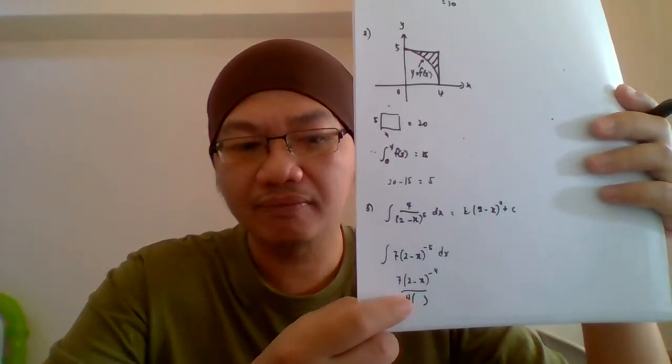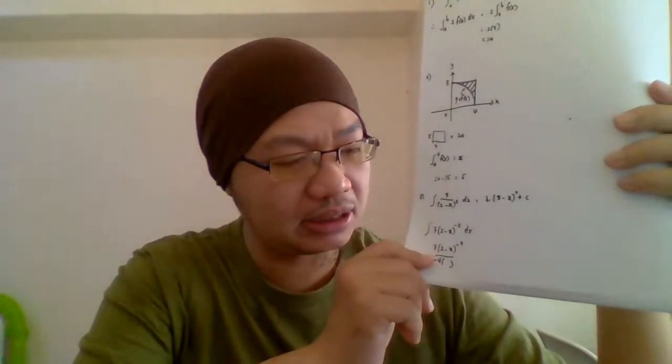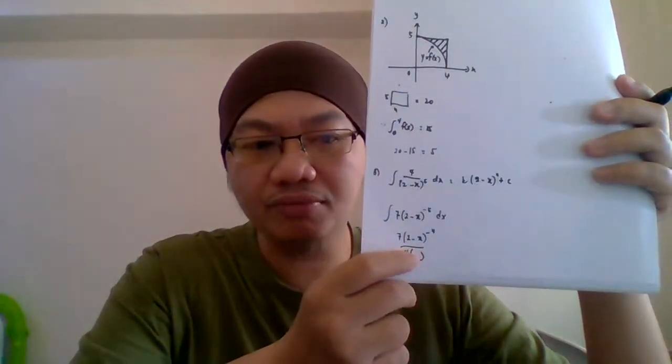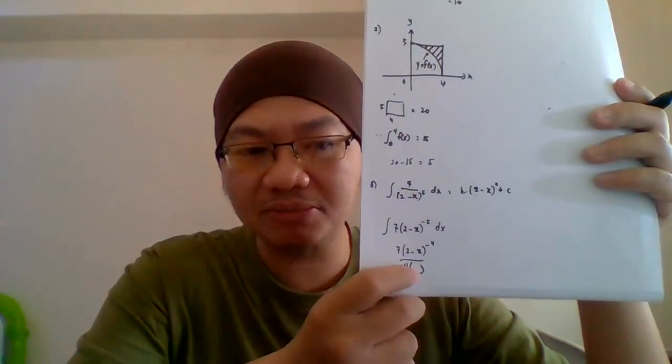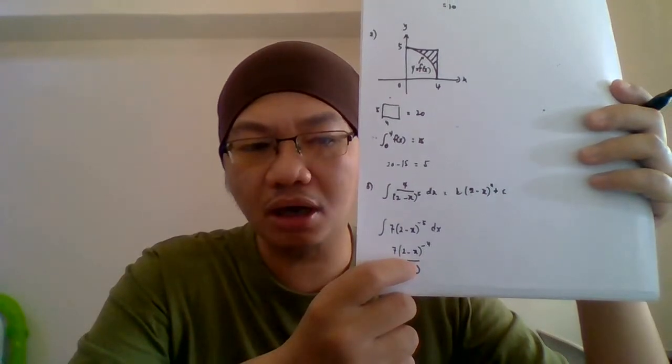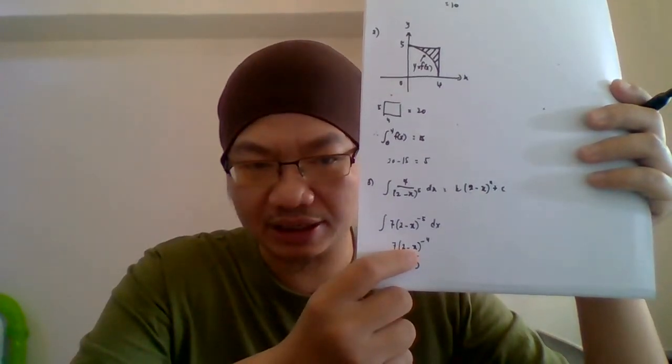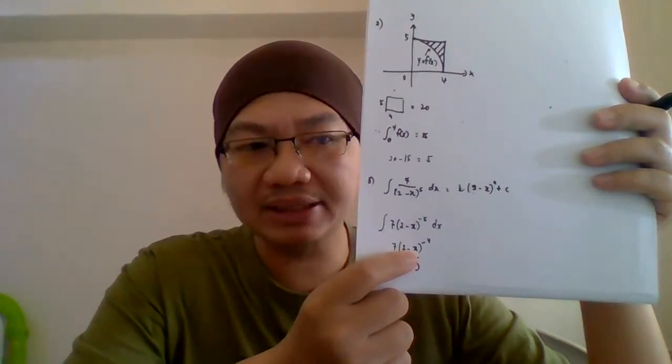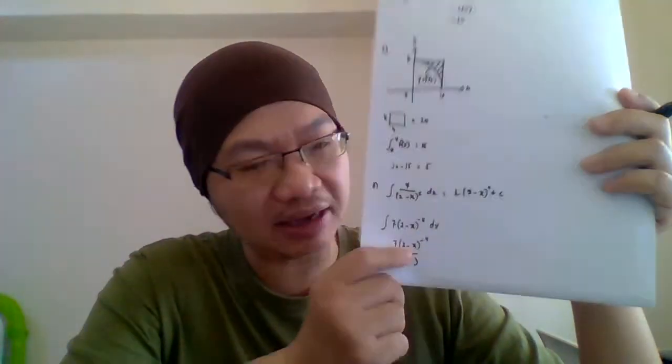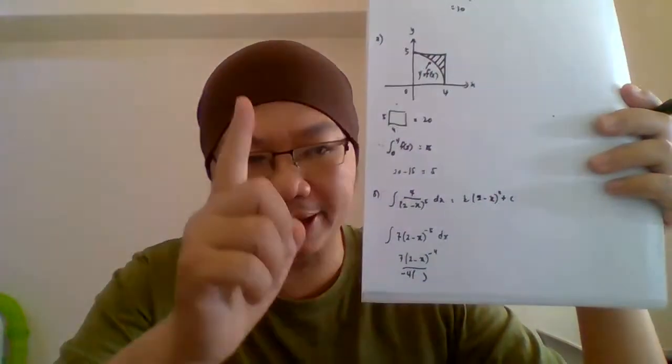And beside the negative 4, you must put a bracket. In this bracket, you must put the number in front of x here. The number of x here, how much? This is negative x, right? That means negative 1. You must put negative 1 there.